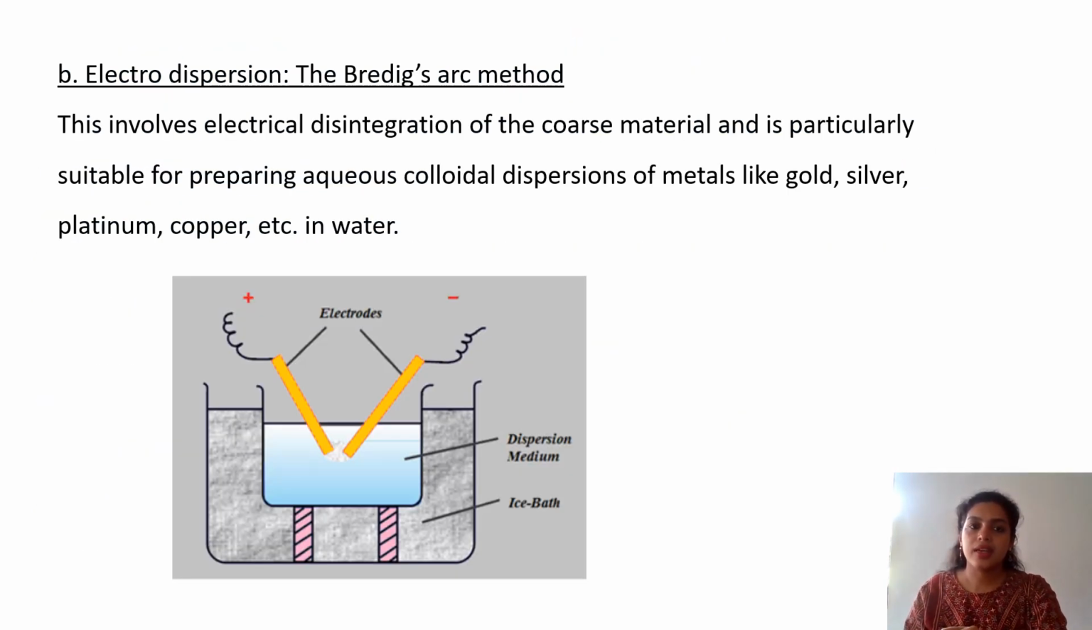Second example is the electrodispersion. Second method is the electrodispersion. It is named as Bredig's arc method.